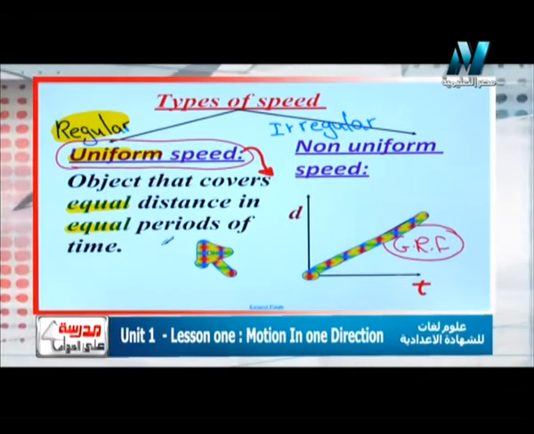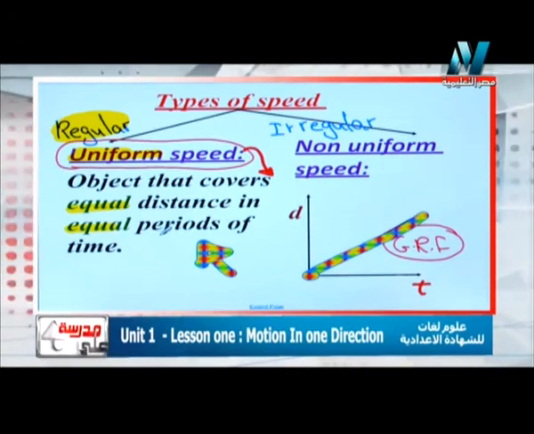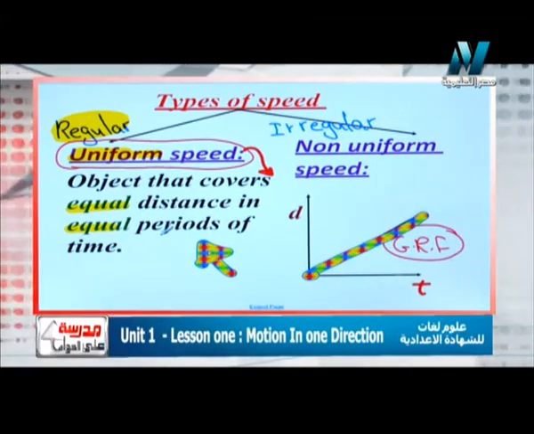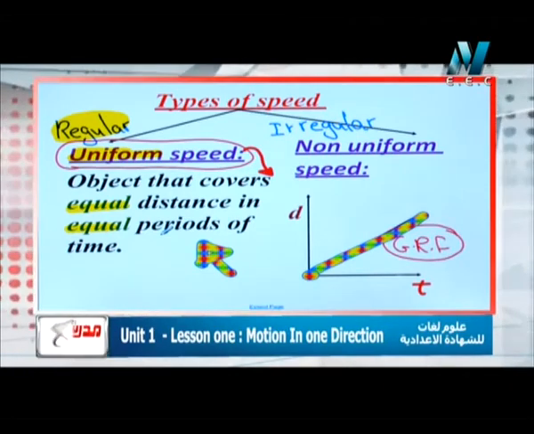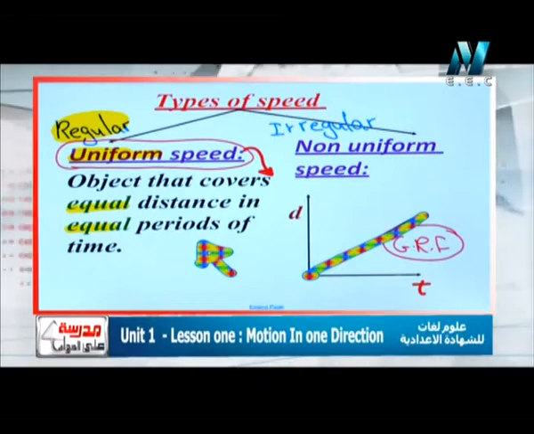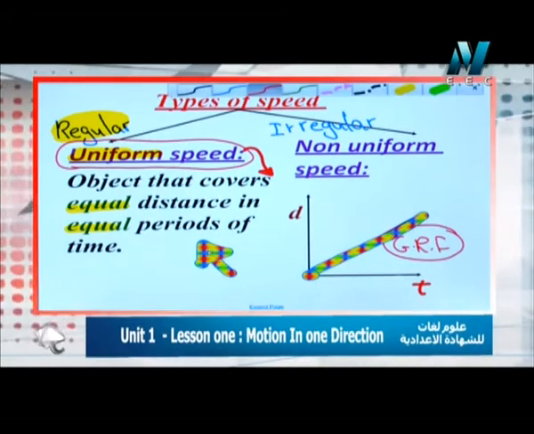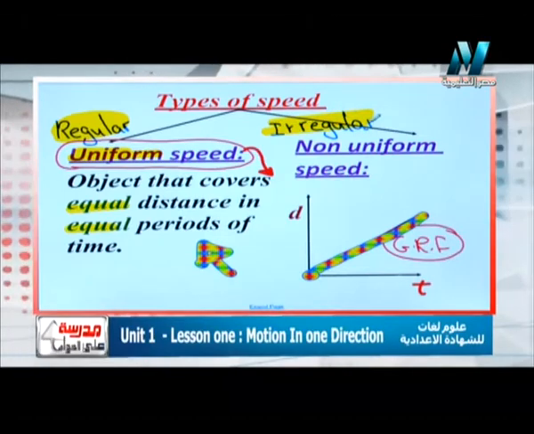It did this not because it is magic. Surely we have a reason, a very logical reason: uniform speed means an object that covers equal distance in equal periods of time. So we have another type of speed, irregular speed.